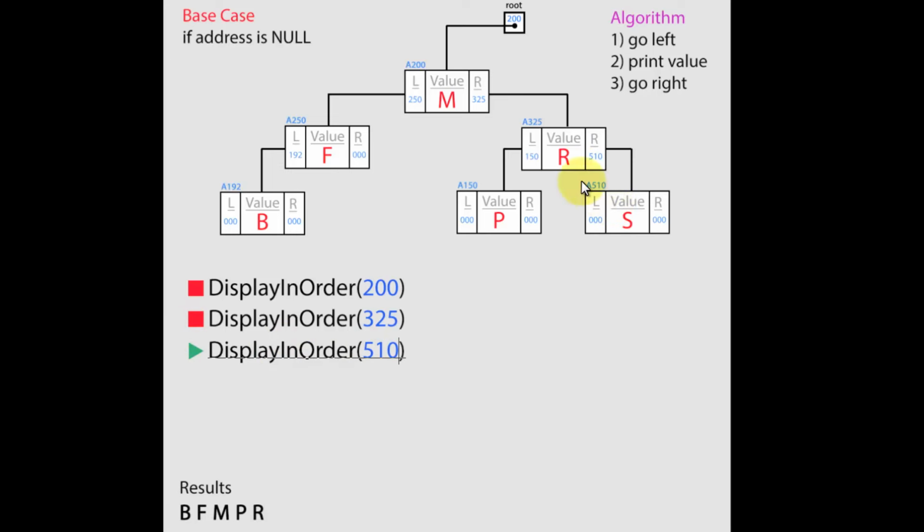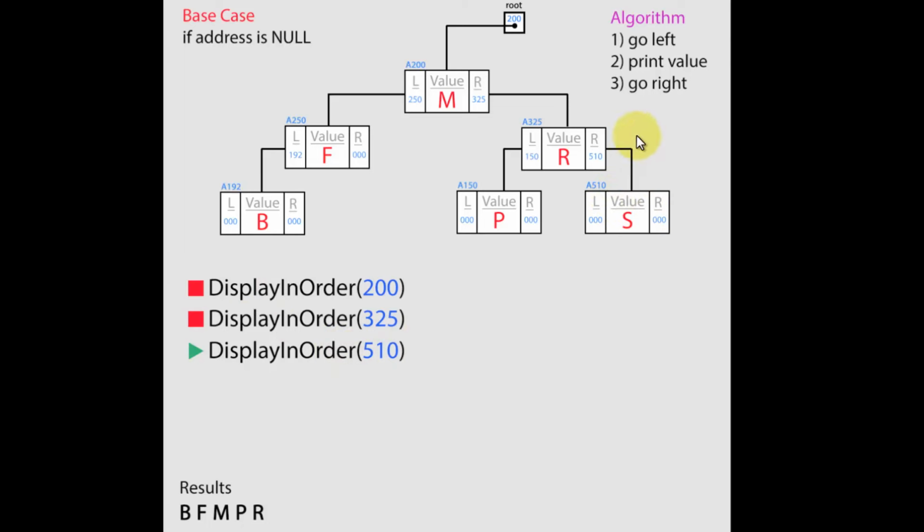Okay, so then from display in order 510, the base case is not met. It's not null. So then it's going to need to go left and right. So first it'll start with left, then print its value, then go right. Okay, so then we pause the execution of that function, and then that way it can move to the left and display in order on address 000. But that meets the base case, so then this function call will be removed from the stack.